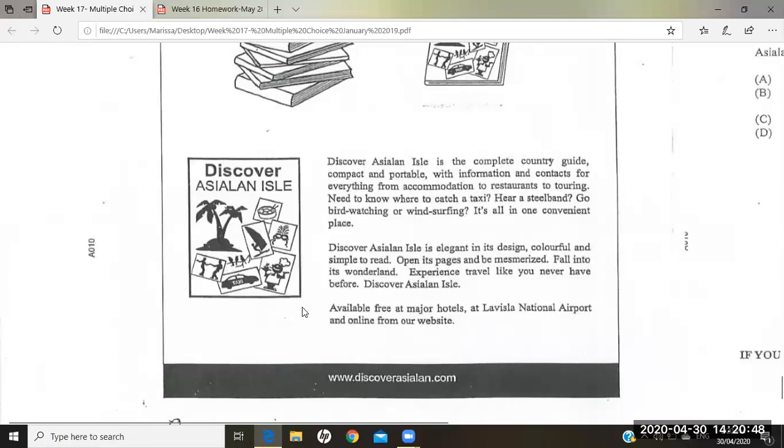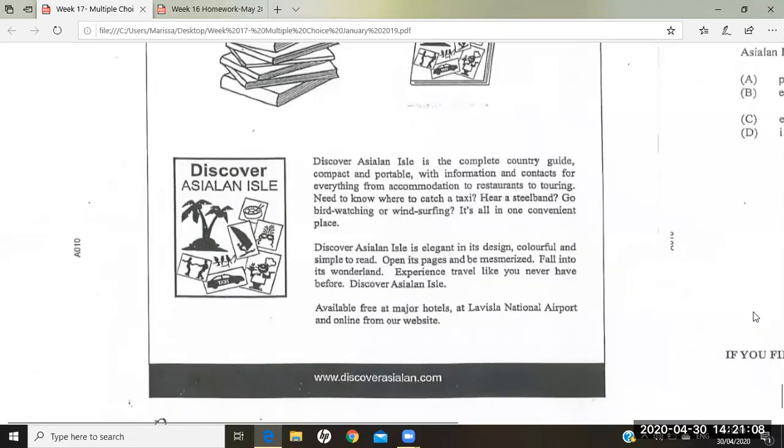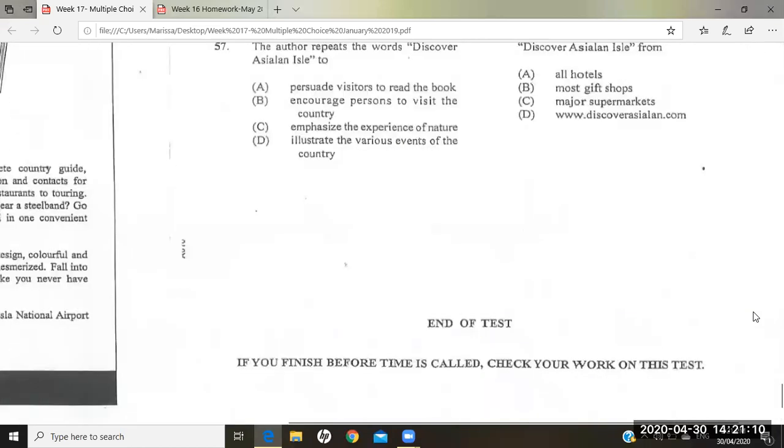And where are you going to get this guide? It says it is available free. So you're not going to pay for it. It is available free at major hotels. So when you visit hotels, you can get this guide free. Or at the La Vista National Airport. Or you could even get this guide online from their website. And the website is here. So let's see if we can answer 55 to 60.